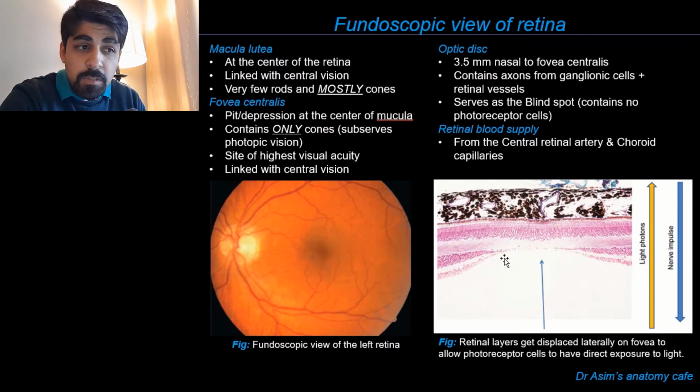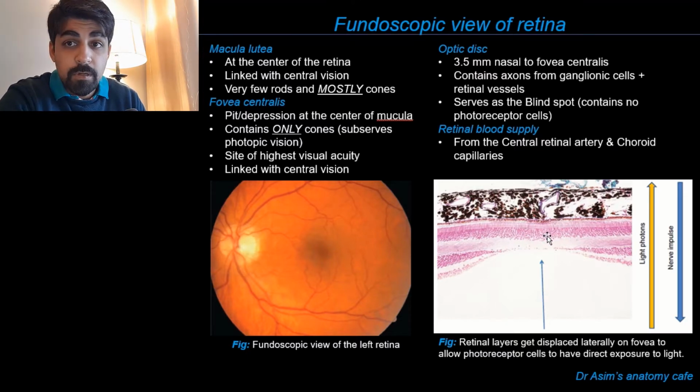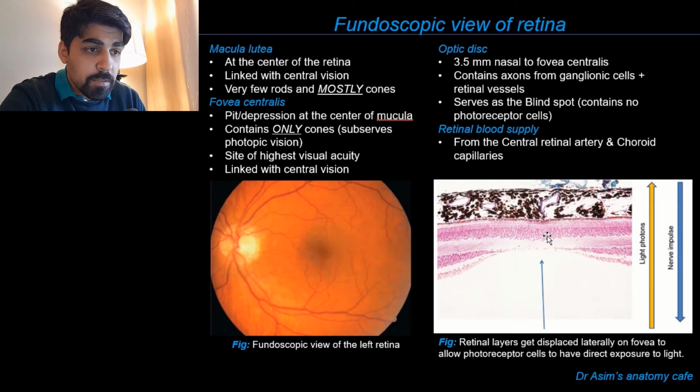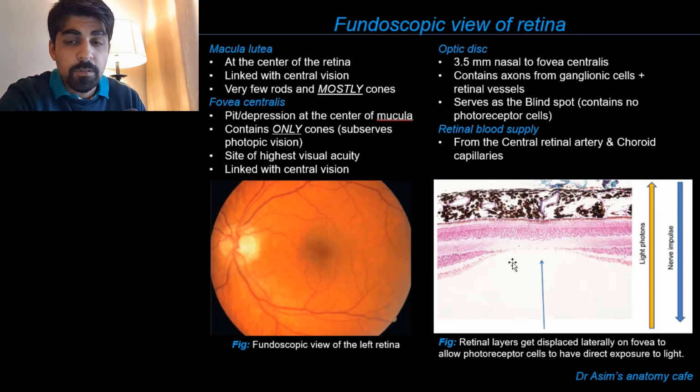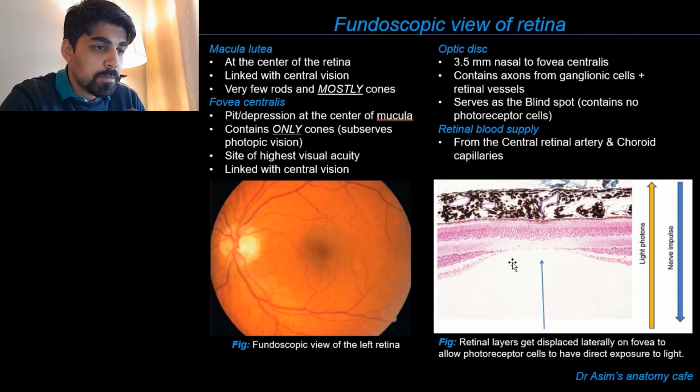And what you can see here in the region which is the fovea centralis is that the different layers of the retina have been displaced laterally, and as a result the photoreceptor layer, which is the layer of rods and cones, is totally exposed to the light directly. And this pit or depression which is created here is the hallmark of the fovea centralis.